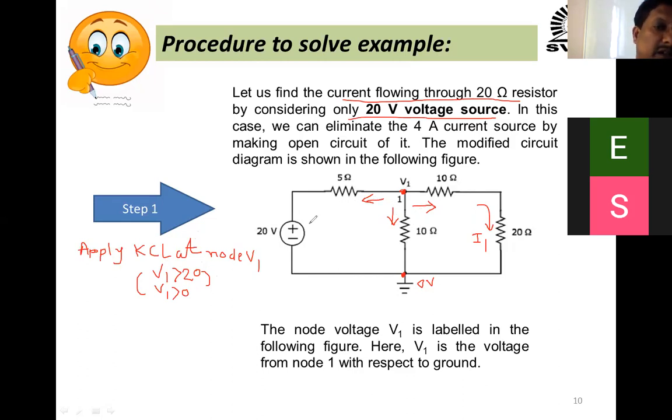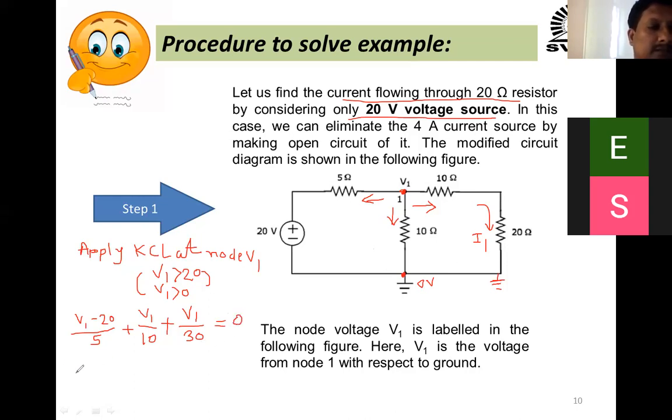So we can write the equation now. V1 minus 20 divided by 5, next plus V1 minus 0 divided by 10, so V1 divided by 10. Next plus V1 minus 0, here also 0 is there. But addition of 10 and 20 you have to take now. 10 and 20 means 30. So V1 divided by 30. So how 30 we have taken? Addition of 10 and 20, both are in series. So it is equal to 0.